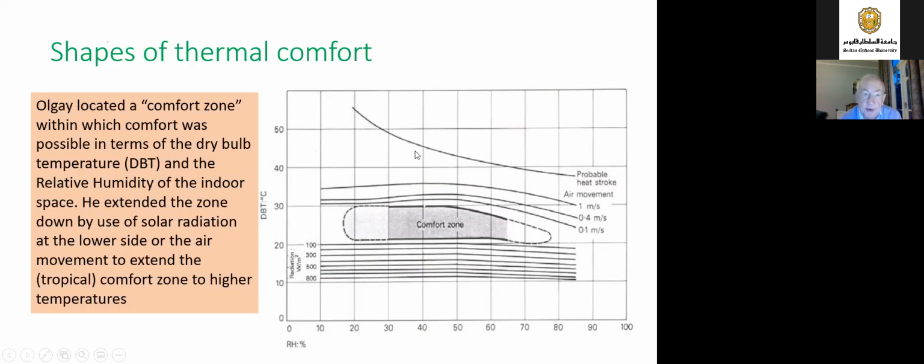And this is more for architects than for physiologists. It was just a diagram. But it was very widely used. This is for tropical comfort zone, as you can see.